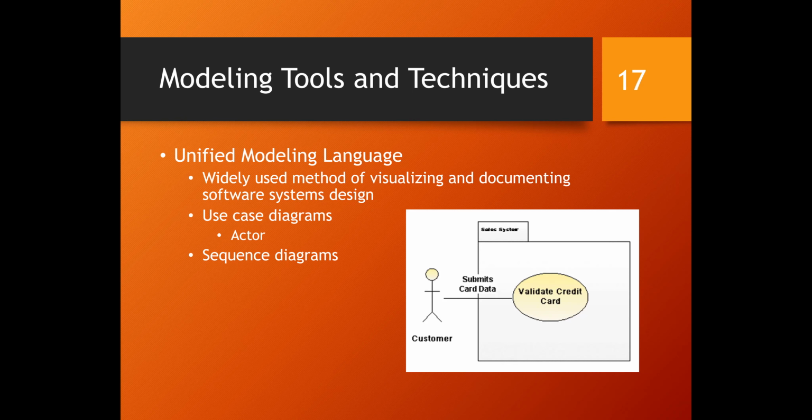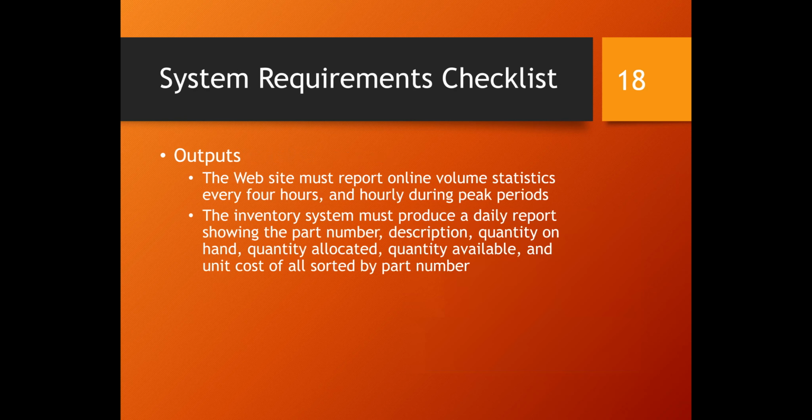After that, when we talk about the modeling tools and techniques that we may use, the next one I want to talk about is output, input, process, and so on. For the output, when we talk about the system requirement checklist, you need to check for this. For example, the website must report online volume statistics every 4 hours and hourly during peak periods. So this might be the checklist: when we develop the website, does it report online volume statistics every 4 hours or not? If yes, you tick pass.